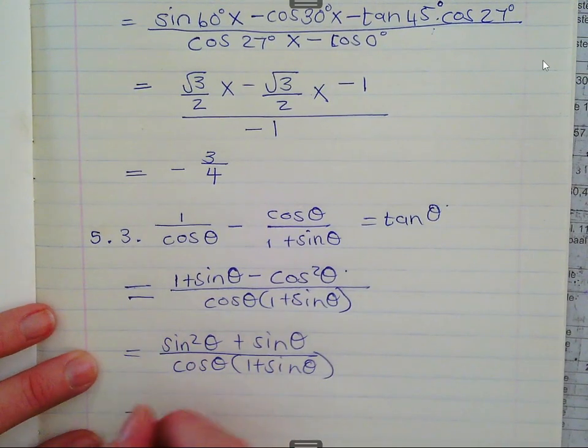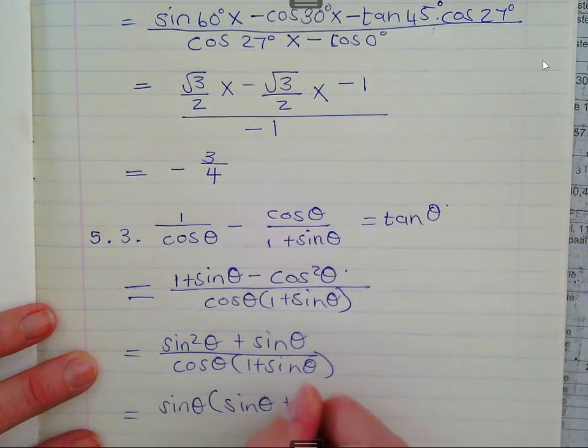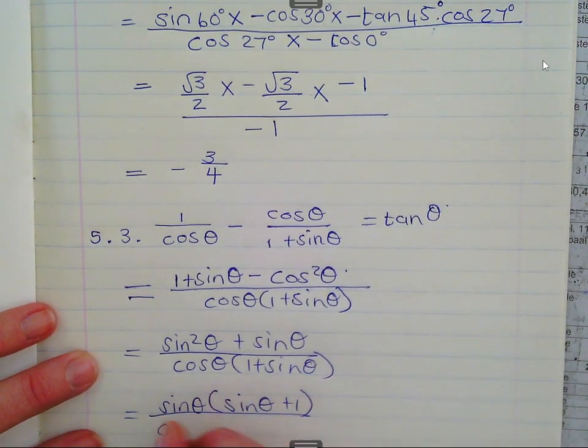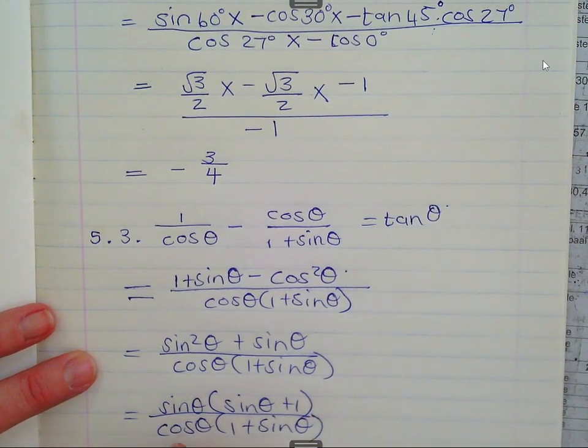Then I take out the sin in common. I'm left with sin theta plus 1 over cos theta bracket 1 plus sin theta. These two things are exactly the same, no? And therefore my answer is going to be equal to tan theta.